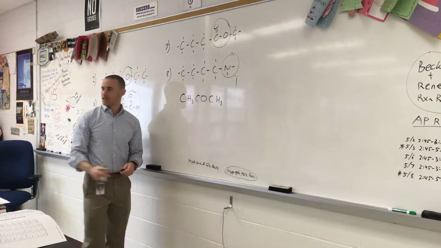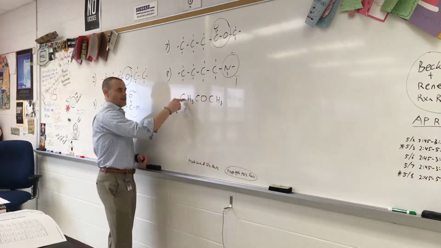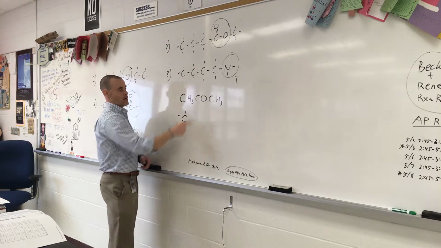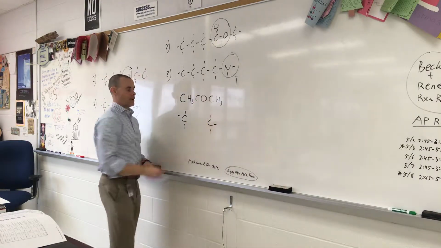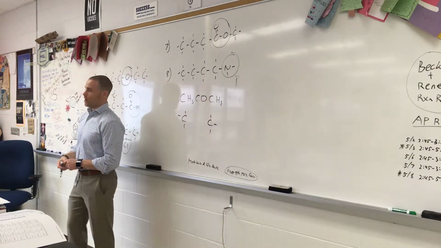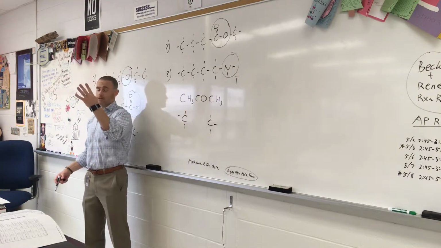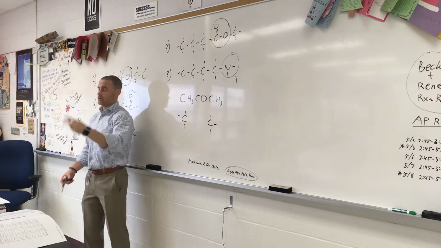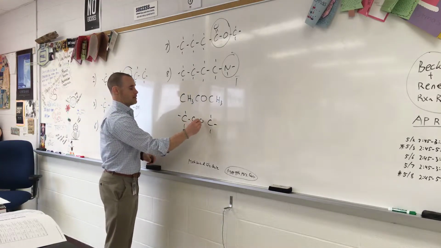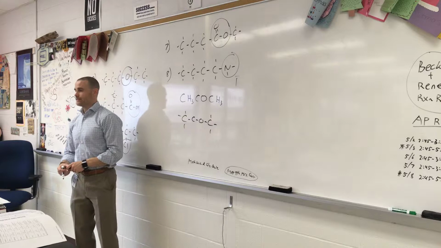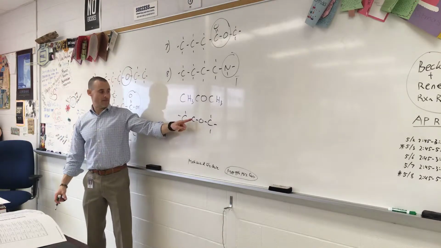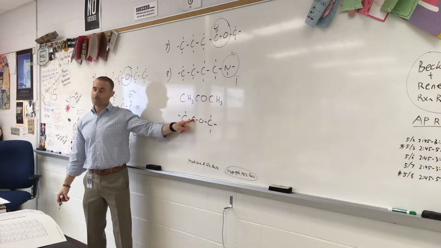CH3COCH3. All right. So here's how I would approach this. I have this carbon with 3 hydrogens. I have this carbon with 3 hydrogens. How can I get a C and an O between them so that this C has 4 bonds and this O has 2? Because if I do this, that doesn't work. Why? This doesn't have 4 bonds.